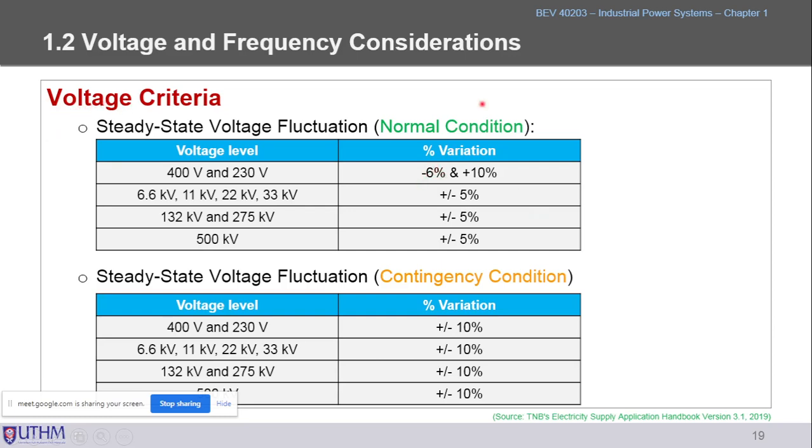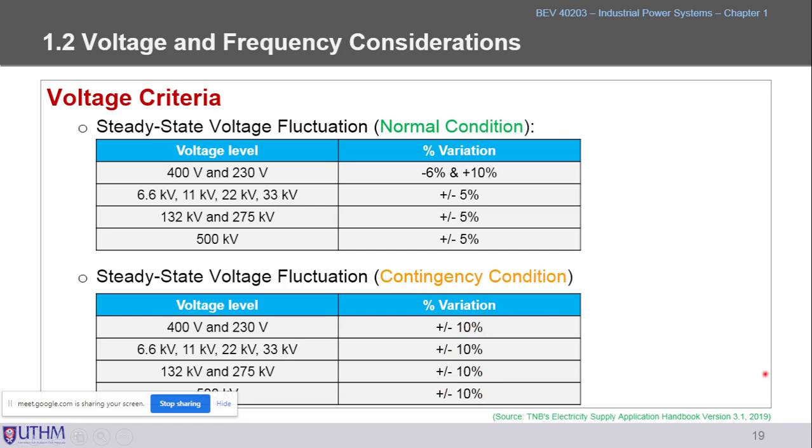So that means for a voltage of, let's say, 400, you can only go minus 6% for the lower bound. Okay. For the rest of the kV, the allowable voltage variation is plus or minus 5%. But during contingency, meaning during faults, all the voltage levels will experience the same percentage of variation, which is plus or minus 10%.